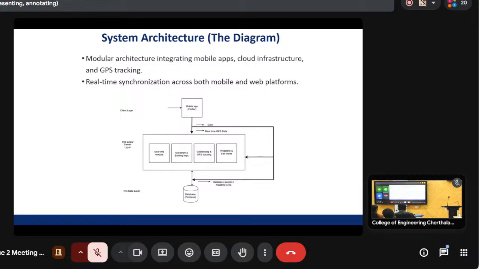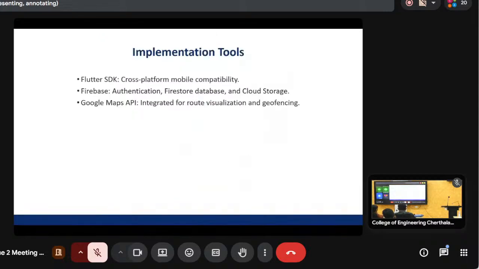Then the tools we implemented are, as I mentioned before, Flutter, which is used for cross-platform mobile compatibility. Then Firebase is the backend in order to visualize.